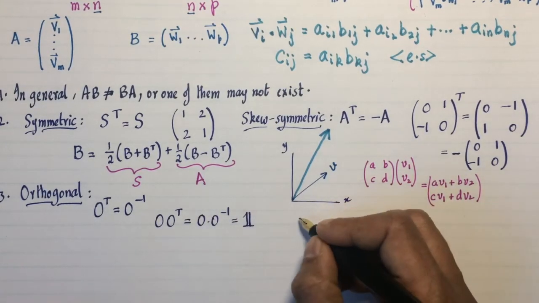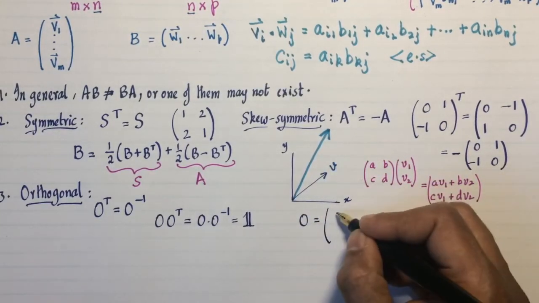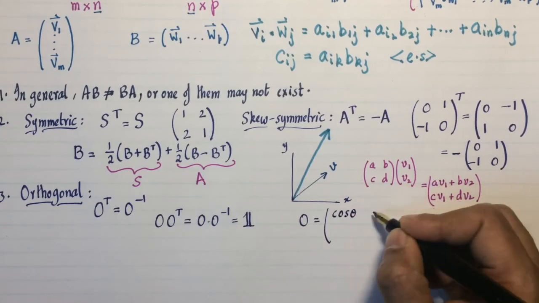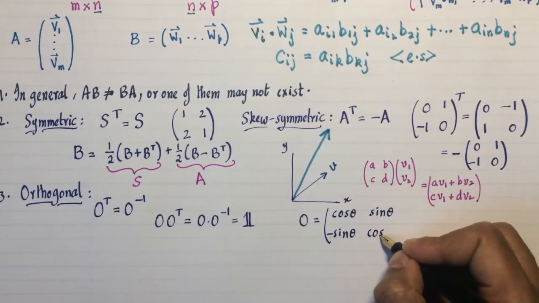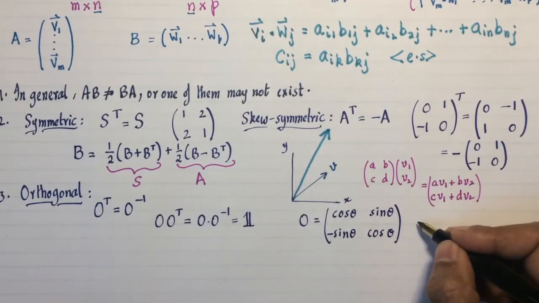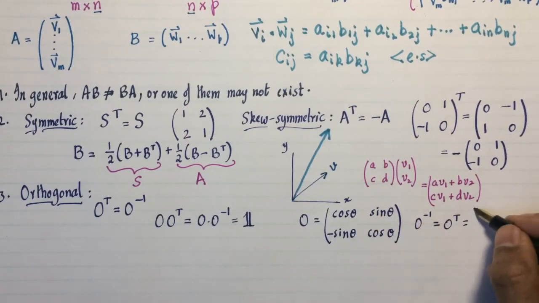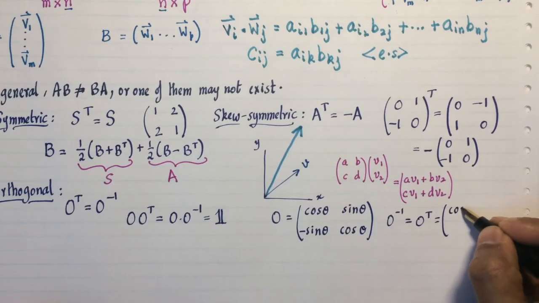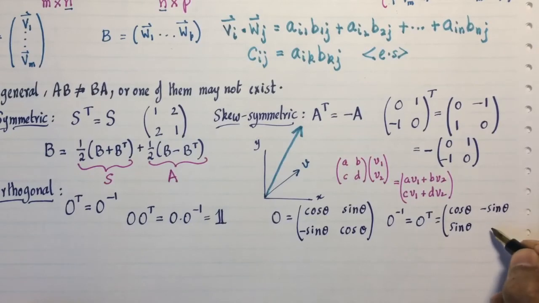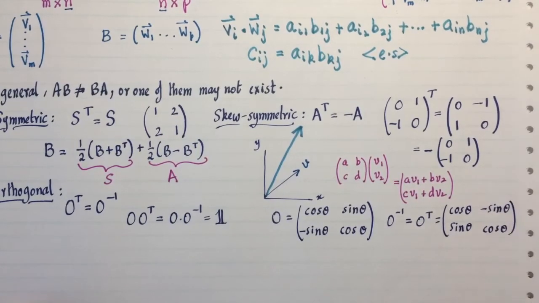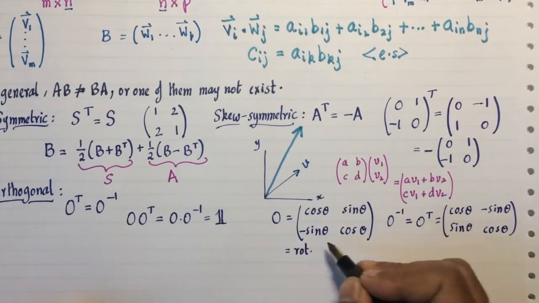Let me give you an example of a rotation matrix. For this two-dimensional case, a rotation matrix would be cosine theta, sine theta, minus sine theta, cosine theta. And the inverse, which is basically just the transpose, is going to be cosine theta, minus sine theta, sine theta, cosine theta, where I've interchanged the columns and the rows. So that clearly is a rotation by angle theta.